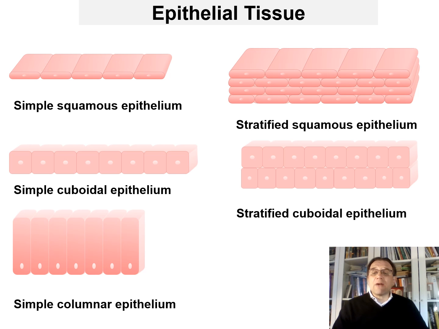Now, according to arrangement of the cells, it could be a simple layer of cells, a single layer of cells, and then we refer to the epithelium as a simple epithelium. It could be simple squamous epithelium, simple cuboidal epithelium, or simple columnar epithelium. It also could be arranged in several layers. So, if it's more than one layer, we refer to the epithelium as a stratified epithelium, and it could be stratified squamous epithelium or stratified cuboidal epithelium.